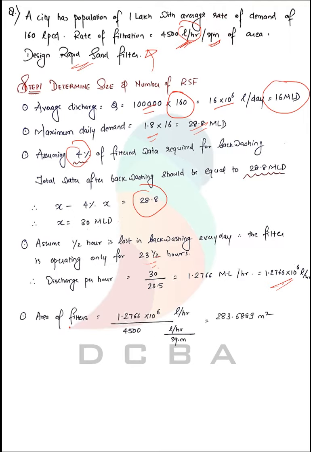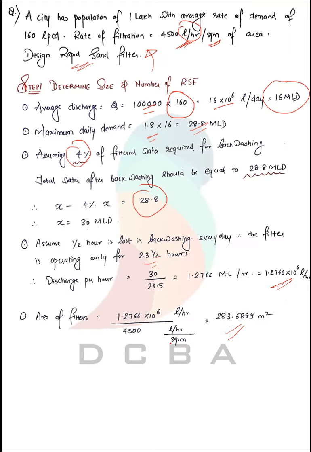So the total area of filter required is 1.2766 into 10⁶ divided by 4500. This is in liters per hour, this is in liters per hour per square meter. So the answer that you get is 283.6889 meters square.